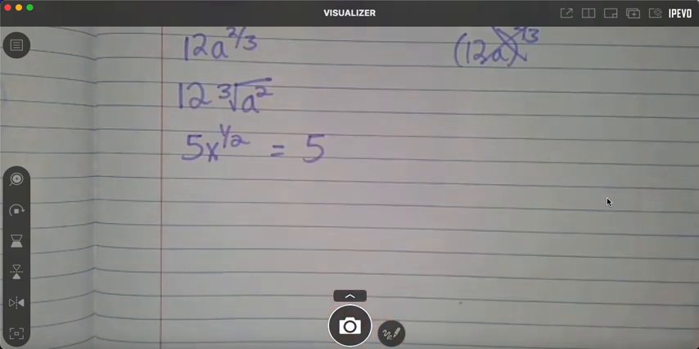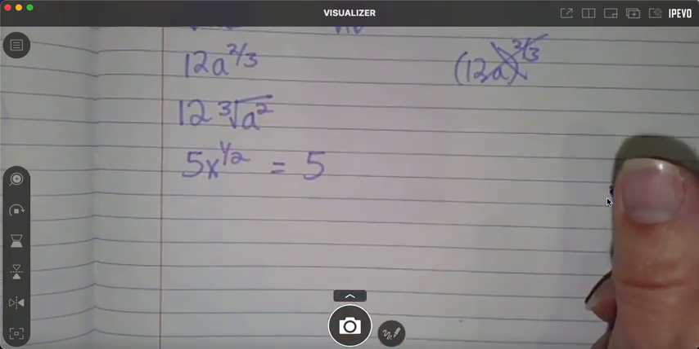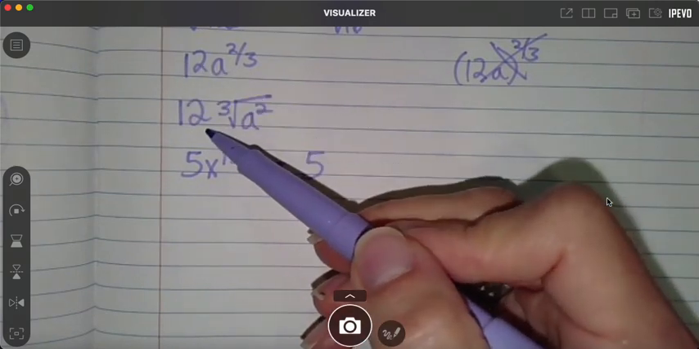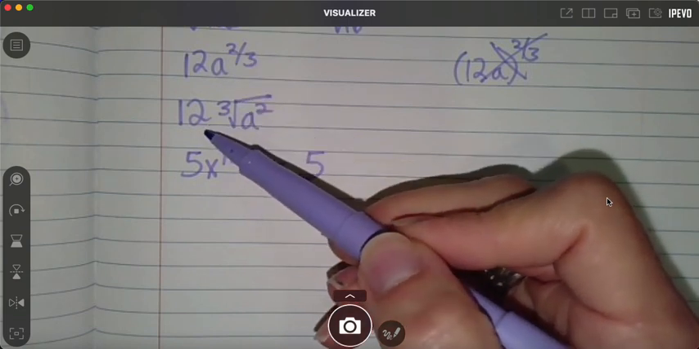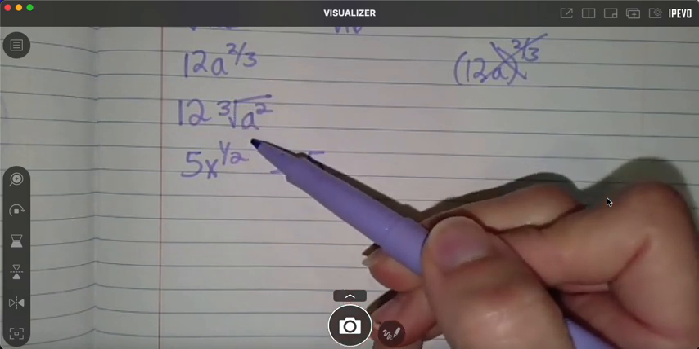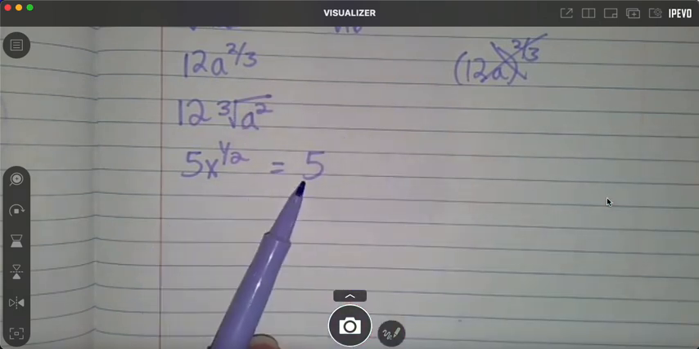I got a question. Why did 12 have 3? Because I didn't do anything to my 12, so I brought it down. There was nothing above my 12. It doesn't go away. It has to stay there. So then I take the third root of a squared. Same thing on this one. Look, my 5 stays.